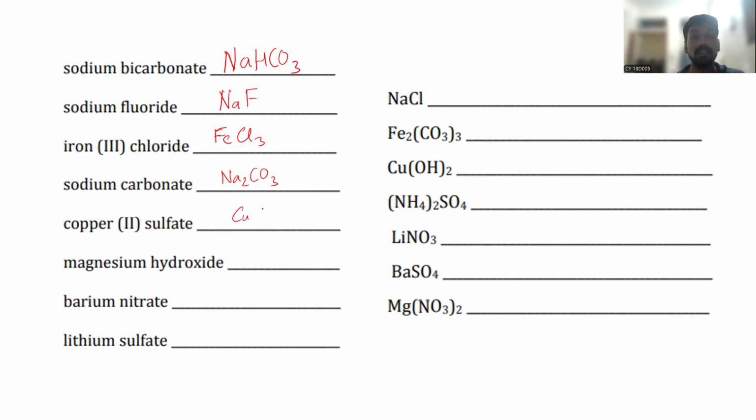Copper sulfate, CuSO4. Magnesium hydroxide. Now you tell me what is magnesium hydroxide? Exactly, it will be Mg(OH)2. What is barium nitrate? Barium has a +2 charge, so it will be Ba(NO3)2. Lithium sulfate: sulfate has a 2 charge, so it will be Li2SO4.